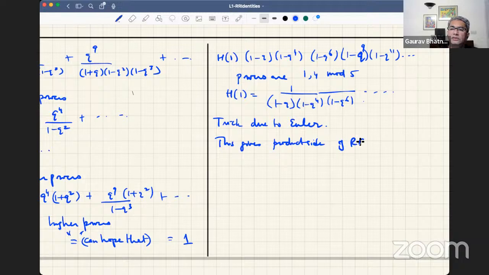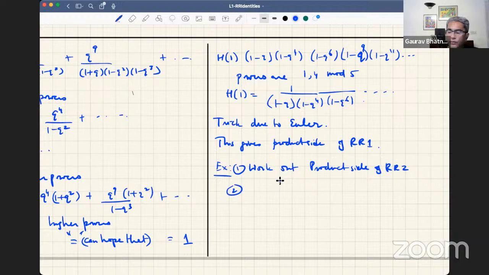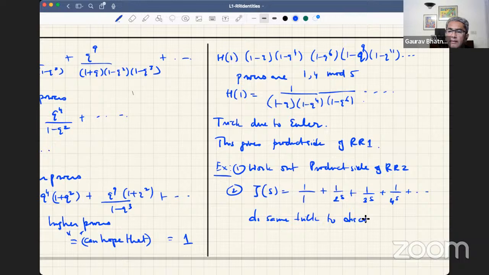Of Rogers-Ramanujan 1, and as an exercise, you work out the details of the product side of RR2. And in fact, what I would like you to try is to do the same trick on this series. So S, let's assume S is some number right now. But this is a zeta function, so you can do it. If you do the same trick, to discover Euler's product formula for the zeta function.